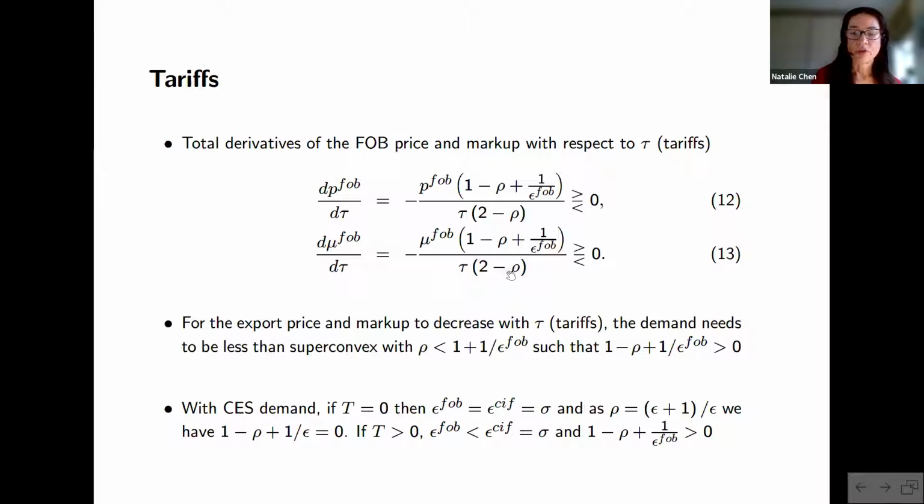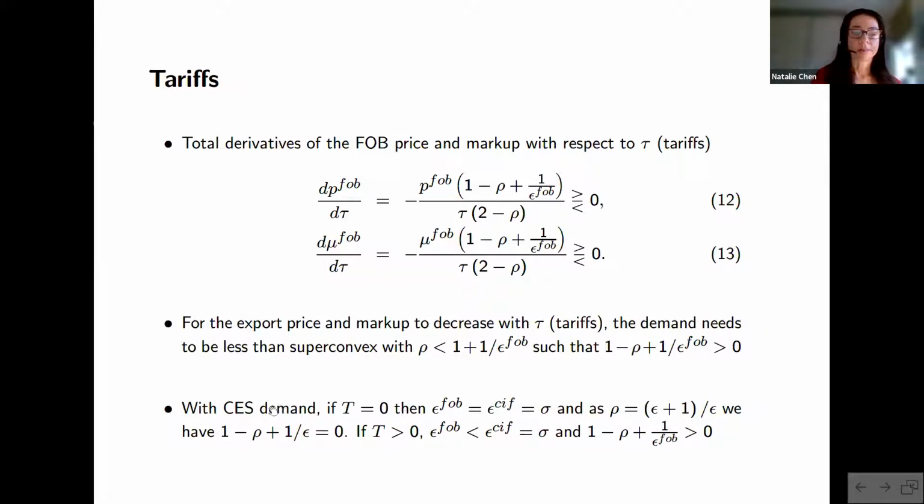So for the two expressions to be negative, we need the expression between the two parentheses here to be positive, which implies that the convexity has to be less than 1 plus 1 over the elasticity. Okay? This means that the demand function has to be less than superconvex for the two total derivatives to be negative and therefore show that prices and markups decrease with tariffs.